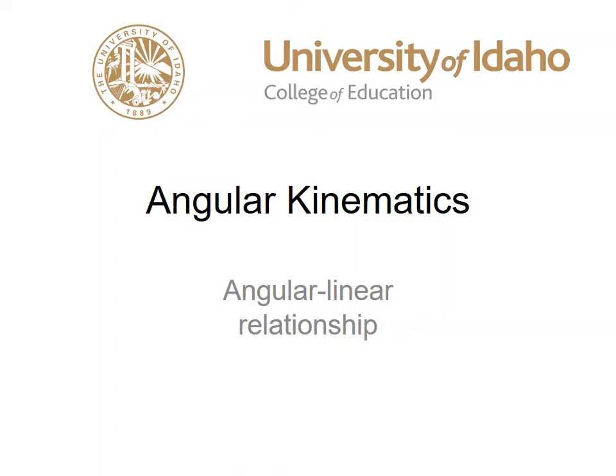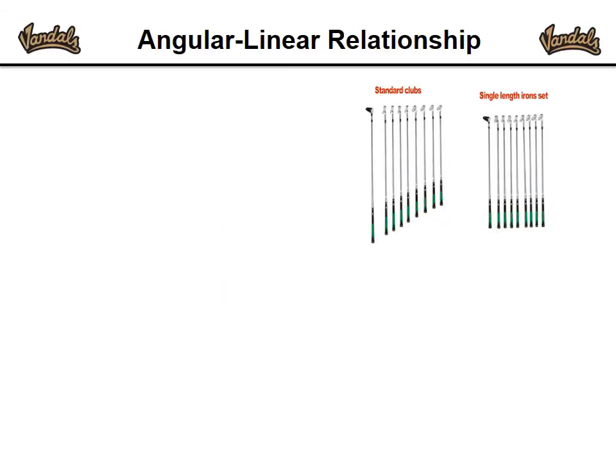Now that we understand the difference in all angles and how to create different angular kinematic perspectives, let's connect those to how we transfer angular motion into the linear component of that motion. This is important when we're talking about golfing, and the reason why, as you move from long distance clubs to shorter distance, more controlled clubs, you have a smaller shaft as opposed to a club set that has all the irons the same length.